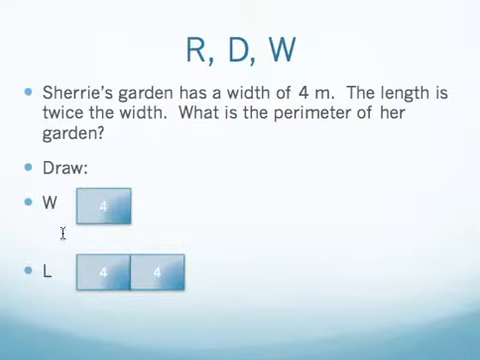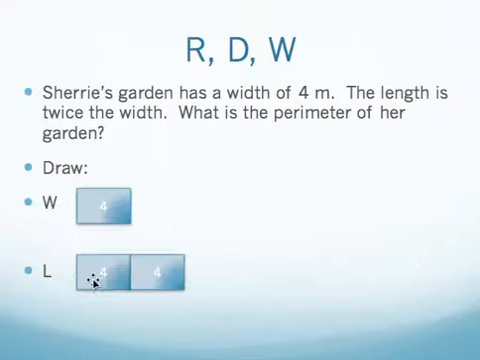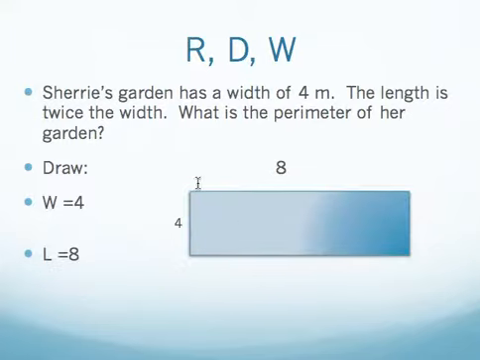So now that I've made my tape diagram, I can start thinking about what that means. I know my width is 4 and my length is 8, and it's 8 because I had 2 4s, 2 times as many 4s. So now I'm going to make my garden, and I'm going to show the width is 4 and the length is 8. Go ahead and pause the video and talk to your partner. How did I find the width? And how did I find the length?